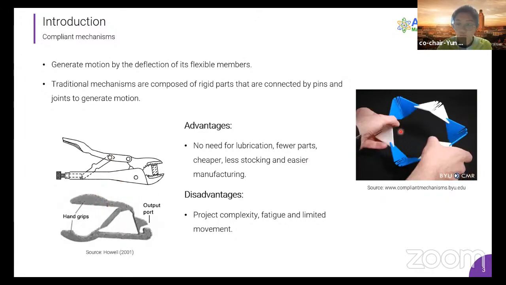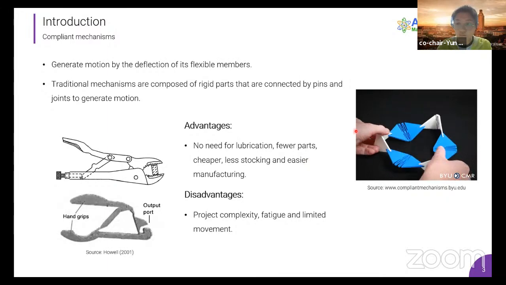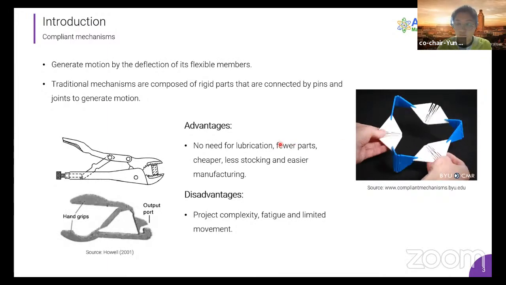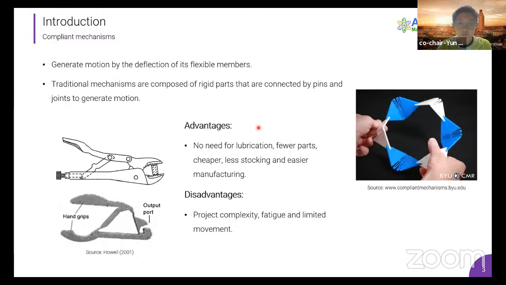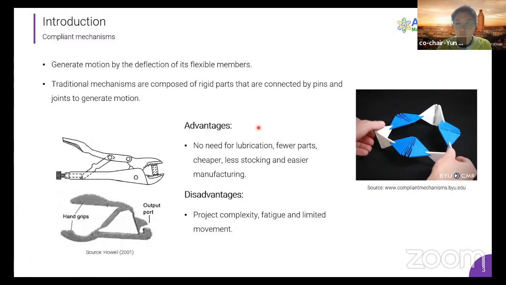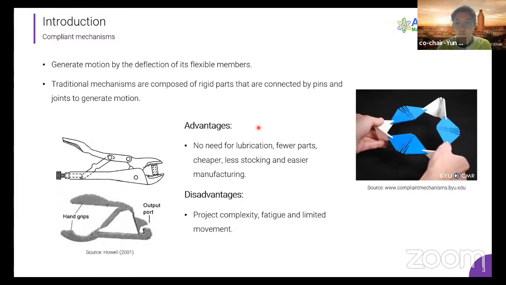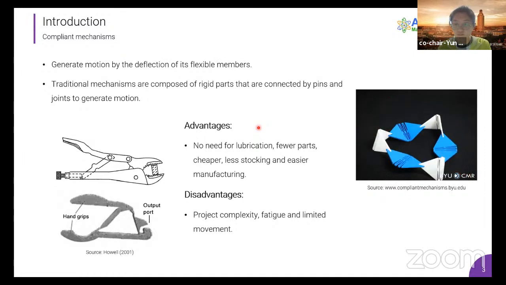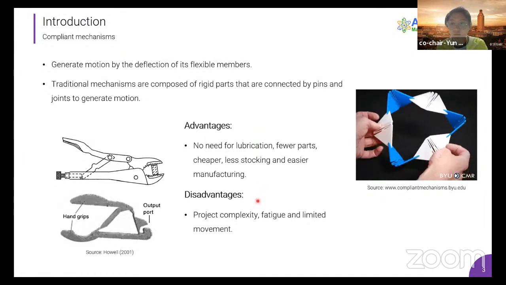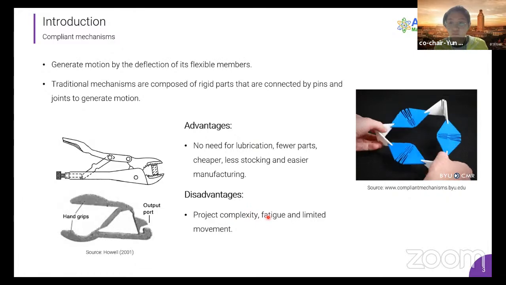Here on the right, there is another printed compliant mechanism that rotates, and some advantages of them are no need for lubrication, fewer parts, cheaper, less stocking, and easier manufacturing. And the disadvantages are related to project complexity, fatigue, and limited movement.